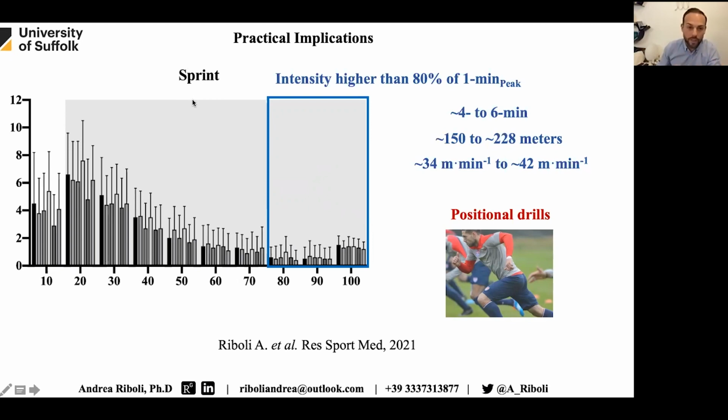during our practice. So we can consider the information coming from the distribution of match activities with regard to the 1-minute peak to create some supplemental activity, for example, positional drills or other running-based exercise, and we have an example of the intensity and the minimum requirement during official matches at this intensity.